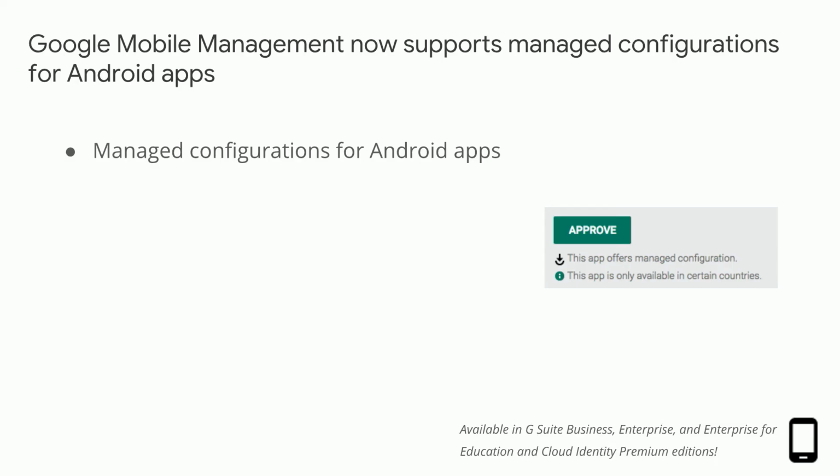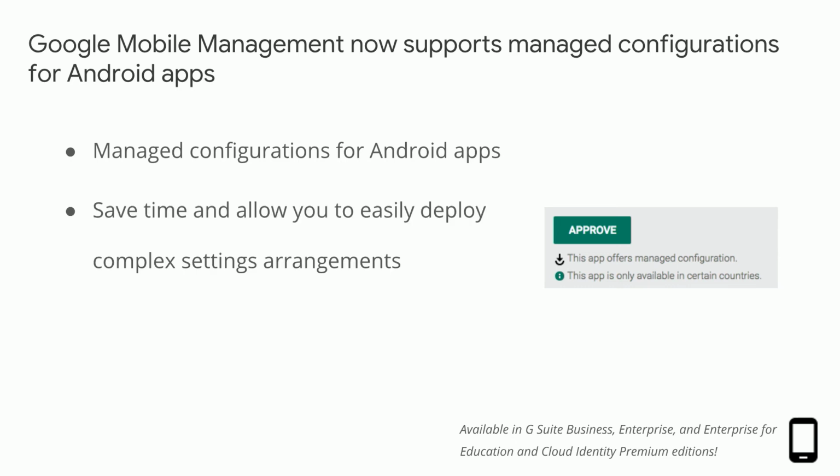Some apps designed for enterprise include built-in settings called managed configurations that admins can set up remotely. These managed configurations save admins valuable time and allow you to easily deploy otherwise complex settings arrangements your users need most with the built-in settings that work best for your organization. We're now making it possible to set up managed configurations for Android apps using Advanced Mobile Device Management from Google Mobile Management. To learn more, check out the Help Center.